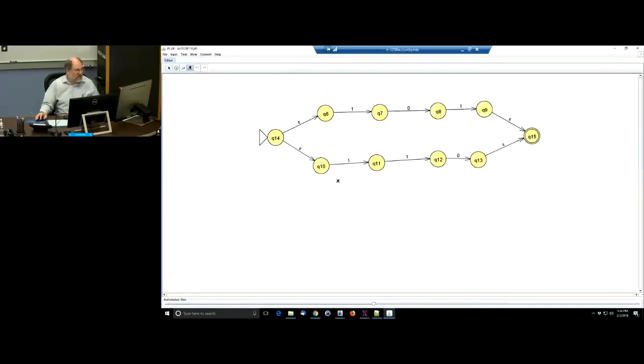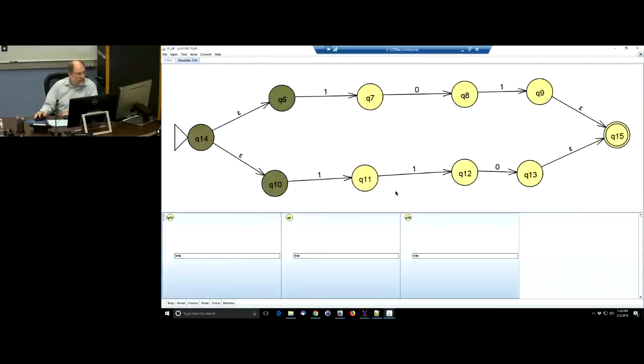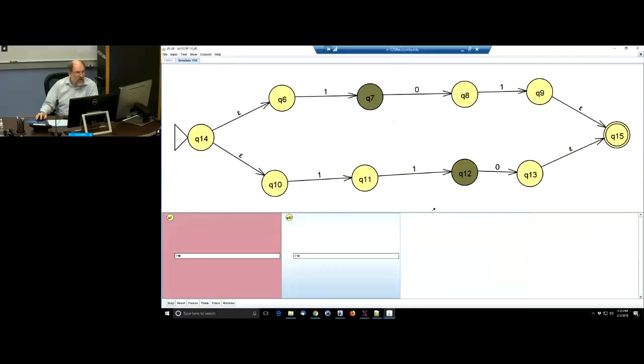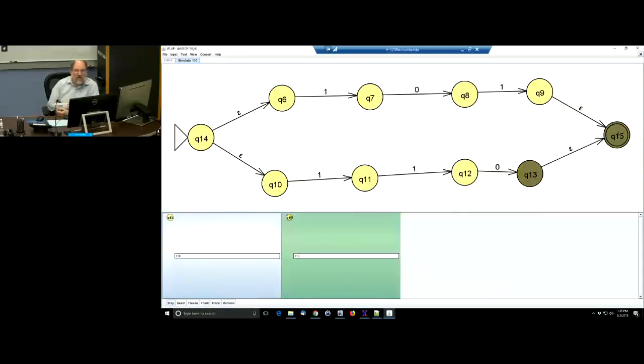Now let's do 110. Again, we start in those three states to start with. On the 1, we make the transition into both Q7 and Q11. Q14 will fail. On the next one, Q11 will transition to Q12 and Q7 will fail. On the next 0, Q12 gets to run forward to Q13. Q7 has failed, so it doesn't get to go anywhere. And from Q13, we immediately trigger Q15 and accept. And so it appears to work.